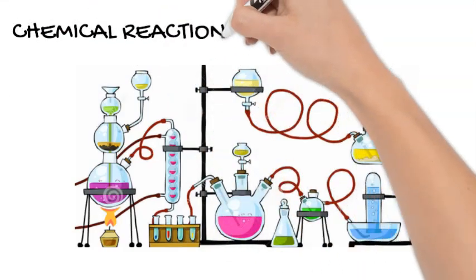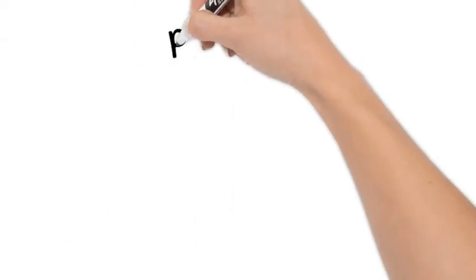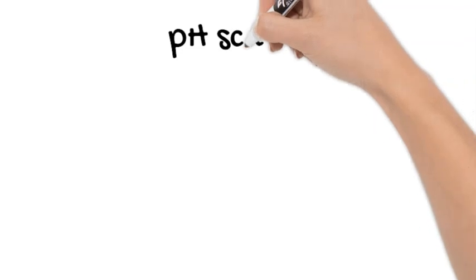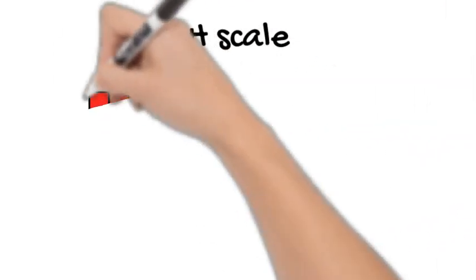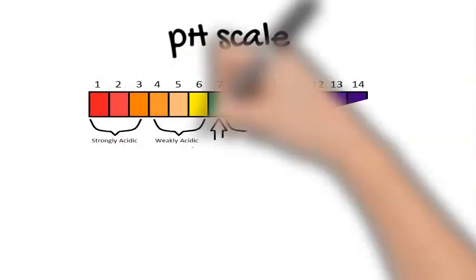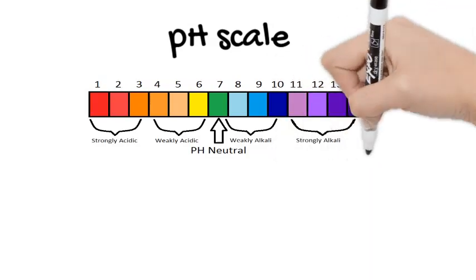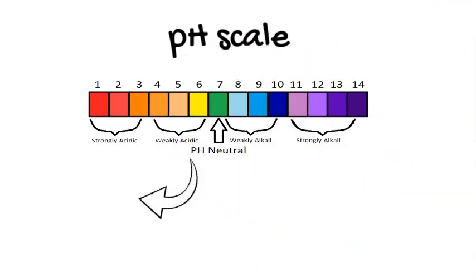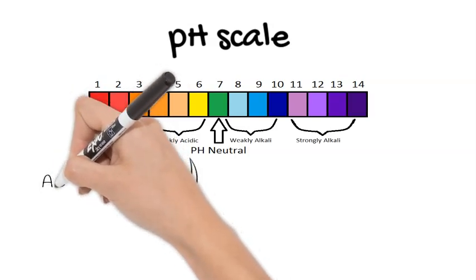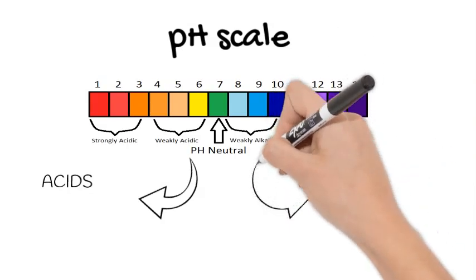In this section, we look at chemical reactions between acids and bases. Let's first remind ourselves about the pH scale, which is the colors we see when we test a substance with universal indicator. From the scale, we know that if a substance is an acid, it's found on the left-hand side of the scale, with red being a strong acid and yellow being a weak acid.